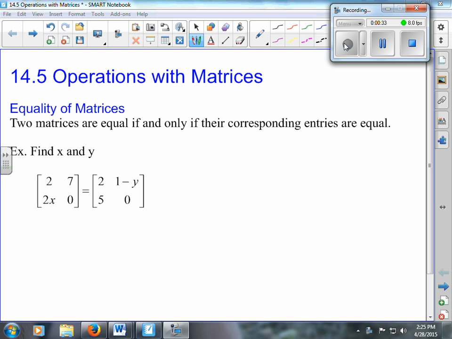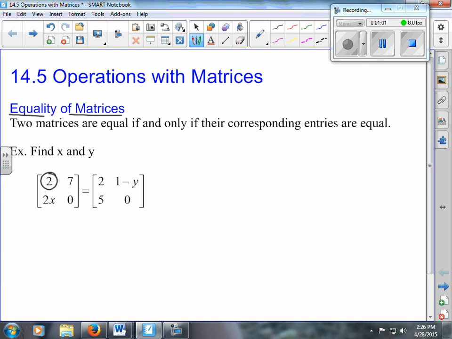And so how do I know when two matrices are equal? Well, two matrices are equal if and only if their corresponding entries are equal. And it goes without saying that their indices have to be equal as well. A 2 by 3 matrix is not going to equal a 1 by 2 matrix. Those are definitely not going to be equal. So in this example here, I'm claiming that these two matrices are equal. They're each 2 by 2. We have 2 rows and 2 columns.